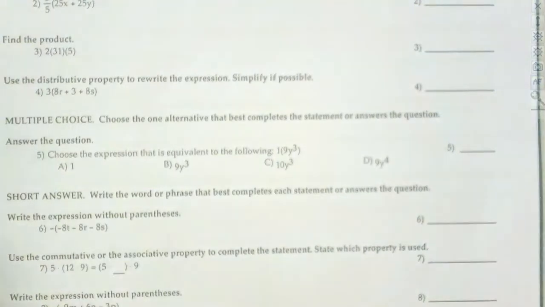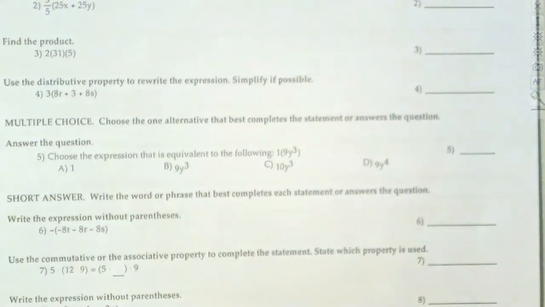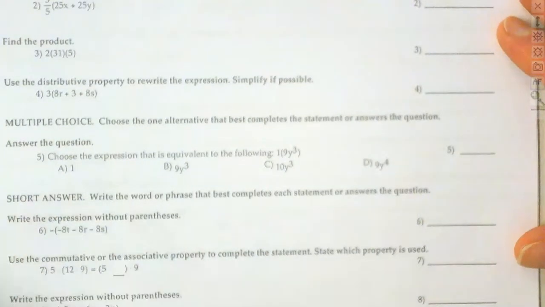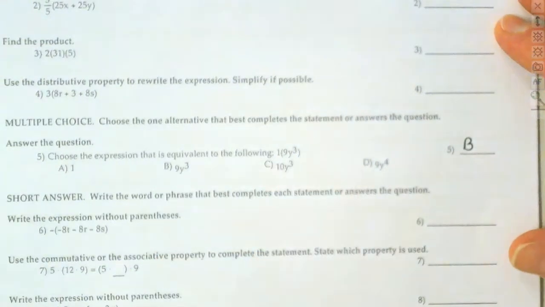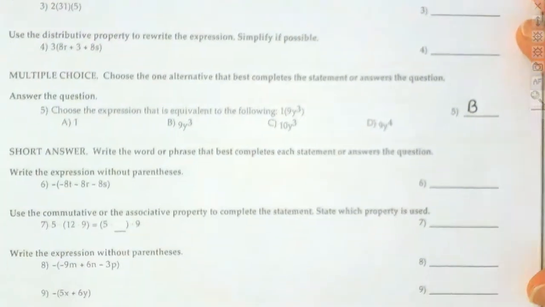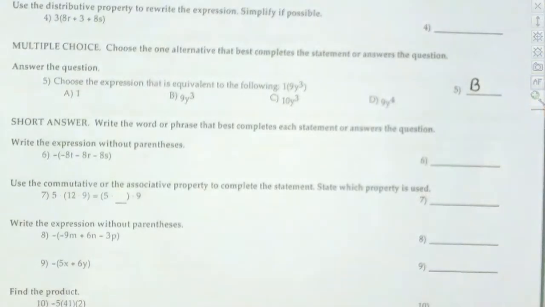Let's talk about 5. What are we doing on question 5? We've got a 1 out in front, right? And what happens when we take 1 that's out in front times anything else? Does it change it? No. So what would that answer for number 5 be? It would be answer B. Why? Because when you multiply 1 times anything, does it change it at all? No. That's what I'm wanting on that one. Question 6. We've talked about that. Okay. Question 7. You need to fill in the blank and then tell me what property is being used.